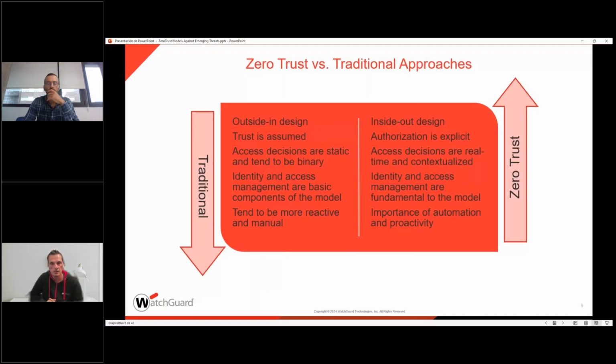Moving forward, please. I also think a good way to understand a new model or a new concept is comparing it with something that we already know. So in this case, I'm trying to compare what those principles imply against what you typically do in security in an infrastructure.